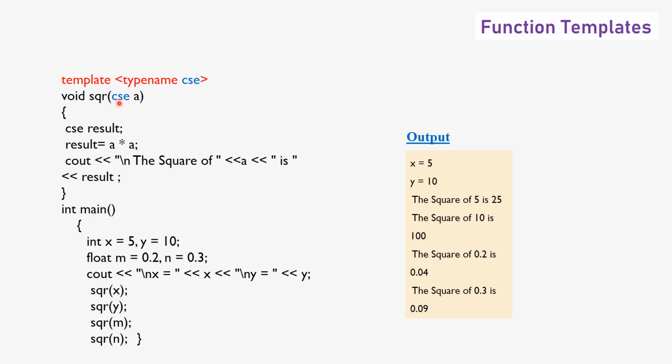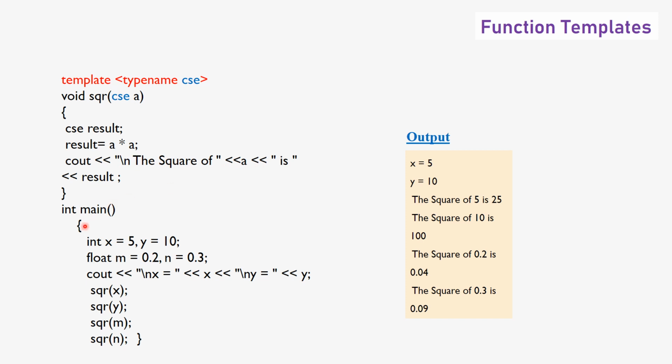Then we have a parameter. The type of the parameter is CSC. And then we have one variable. Again, the type of this variable is also CSC. So basically CSC will depend on the type of this template, and then result is equal to a multiplied by a, and then it will display the result.